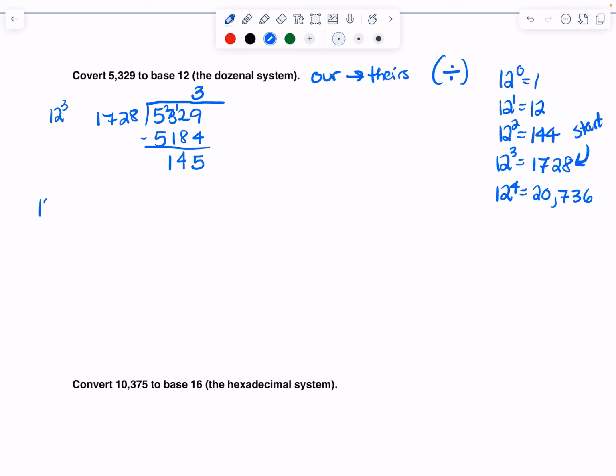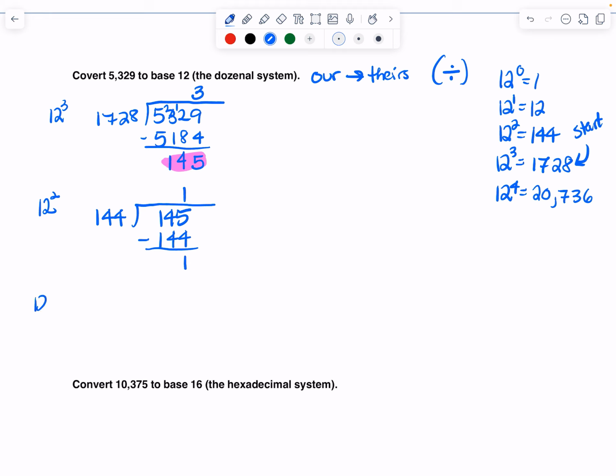Okay, now I have to go down to 12 to the second. So 12 to the second is 144. So I'm going to take my remainder. Remember, that's what I'm interested in, putting under the next division sign of 145, and I'm going to divide that by 144, which goes into it once. So 144 times 1 is 144, subtract, and I get the result of 1.